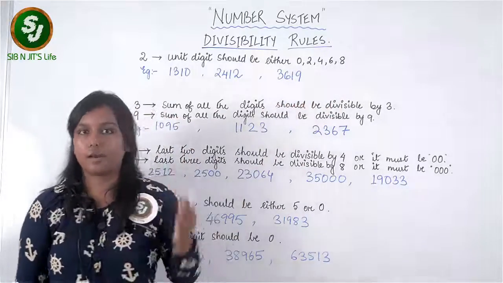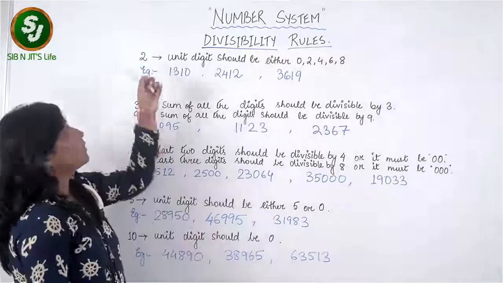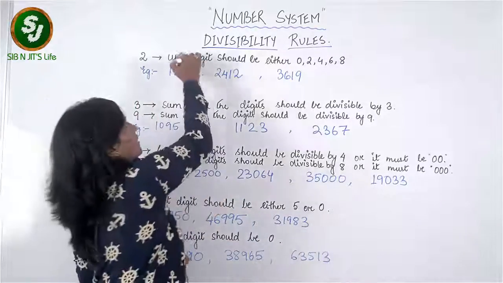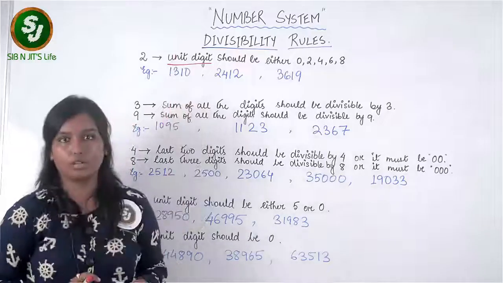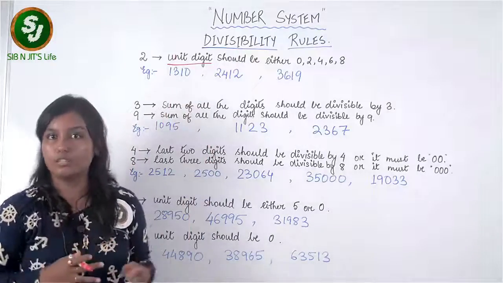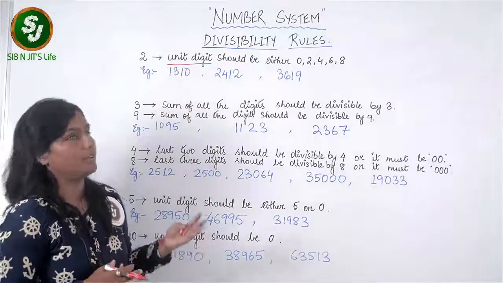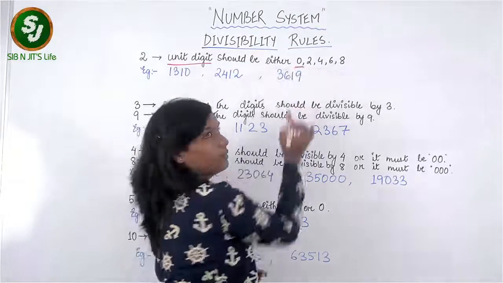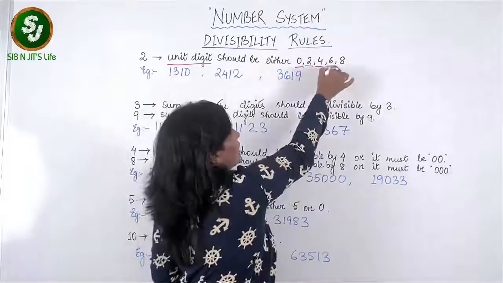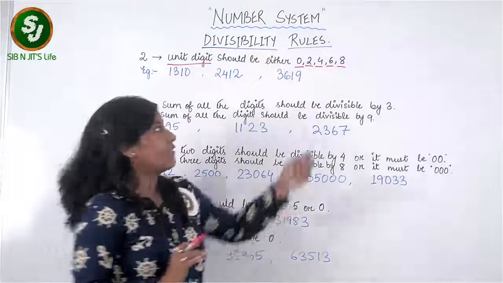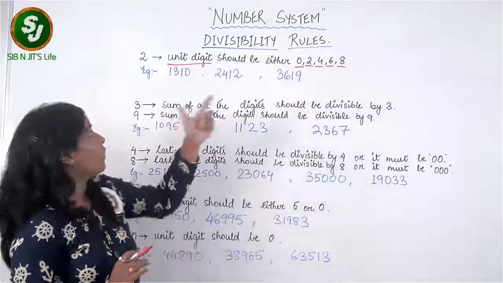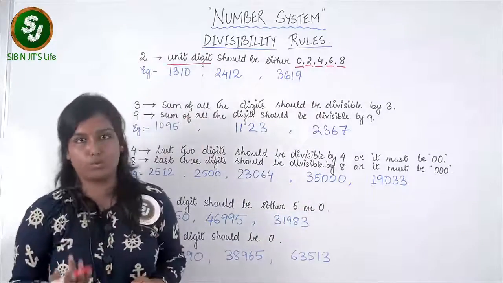So when you are given a number and asked to find whether that number is divisible by 2 or not, directly check the unit digit. No need to follow the long division method as soon as you get the number. If you find that the unit digit is either 0, 2, 4, 6 or 8, then directly you can say that the whole number is divisible by 2.